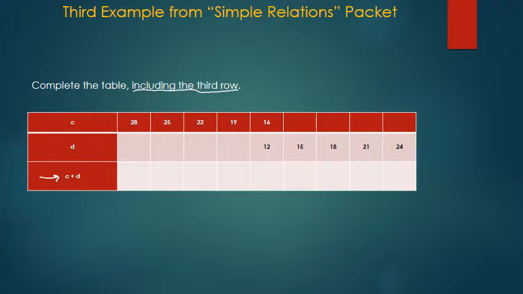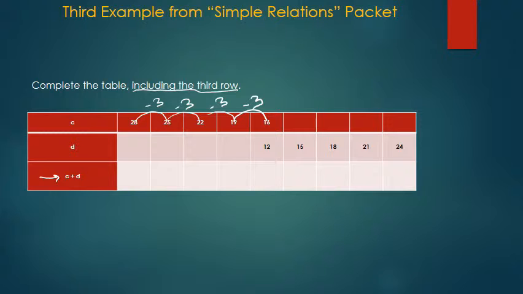All right, so looking at the C row, let's look and see if we can figure out a pattern that exists. So first of all, we have 28 and 25. So to get from 28 to 25, we have to go down by 3. To get from 25 to 22, we also have to go down by 3. So that's looking like there's a pattern. 22 to 19, we also take away 3. And 19 to 16, we also take away 3. So the pattern for C is that it reduces by 3 each time.